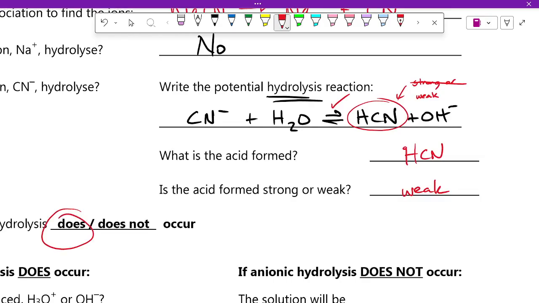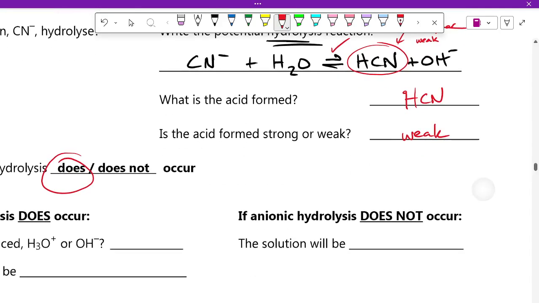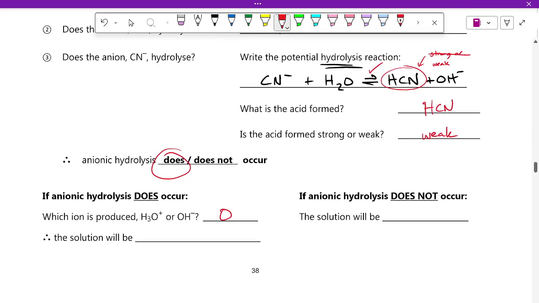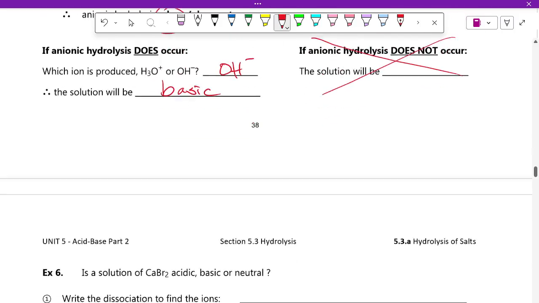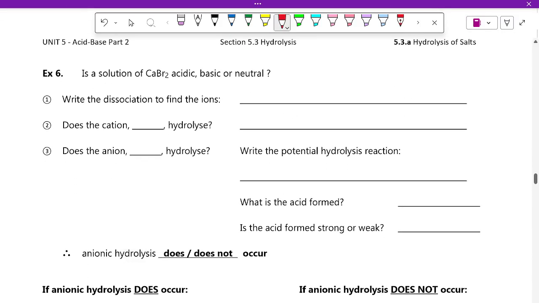What did we produce? We produced OH-, and therefore the solution will be basic. Now, why do I have this over here? Because maybe that would have been an option, but we didn't need that one this time. You don't have to fill it in because it was just if anionic hydrolysis does not occur, you would have filled that in, but it did occur, so we don't fill it in. Try the next one, please.